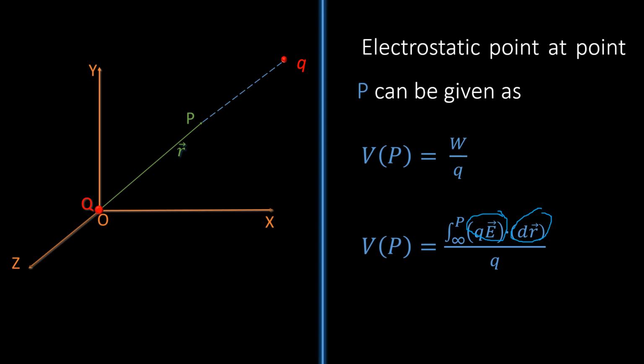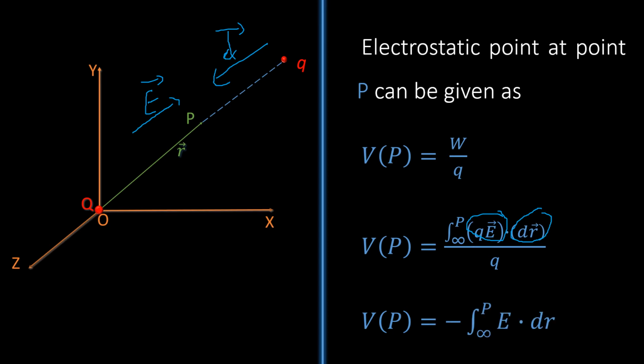Now look at the direction of electric field. It is away from capital Q. Look at the direction of displacement. It is towards capital Q, and hence what is the angle between the two? Obviously 180, and then we get one negative sign here. This negative sign is indicating that work done is against the electric field. Okay, and that is how we define electrostatic potential.